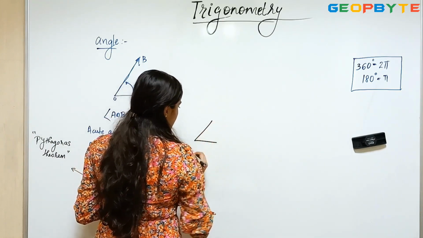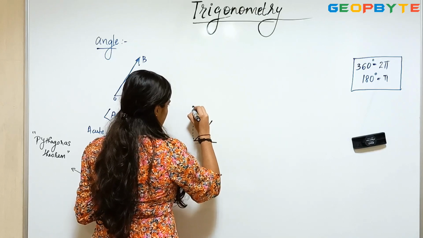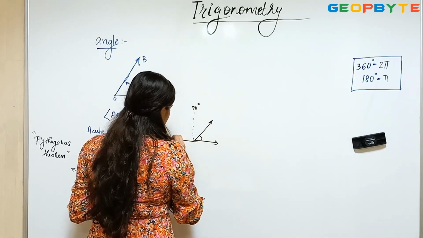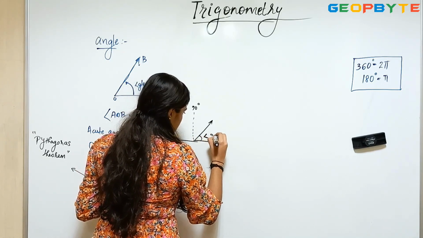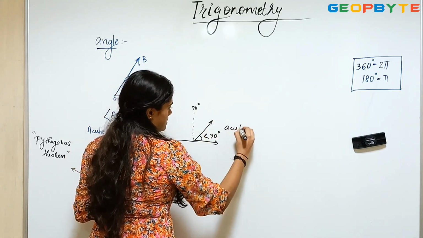So what is an acute angle? An acute angle is less than 90 degrees. If this is my 90 degrees, then my angle will be subtended less than 90 degrees. So this angle is less than 90 degrees. This is my acute angle.